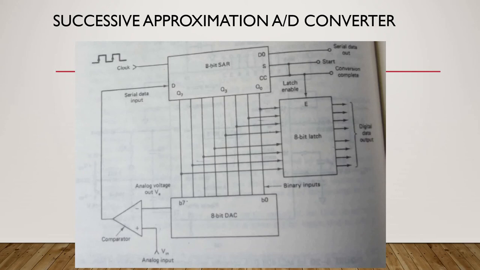Okay, so this figure shows the successive approximation type of A to D converter. The heart of this A to D converter is this 8-bit SAR, that is successive approximation register. You can see here this is 8-bit, so there will be 8 different outputs from this register, Q0 to Q7. Q7 is the MSB bit, Q0 is the LSB bit. So like that you have got 8 different bits, Q0 to Q7.